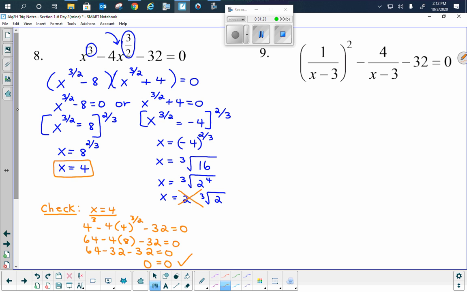Number 9. Maybe you're recognizing that -4 and that -32 again. Maybe it will be helpful if I rewrite this and convince you of something. Do you agree number 9 is the same as this? I'll leave that first part to look like that. But could I write the next one as -4 times 1 over x minus 3 minus 32? Now it looks a little more familiar to the previous problems.